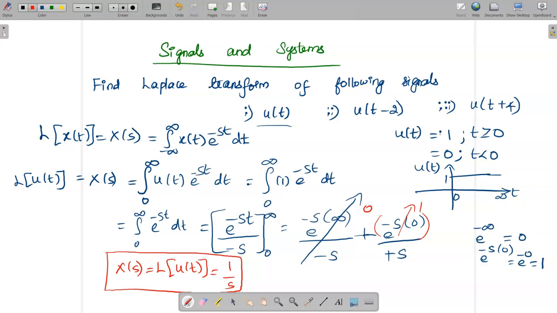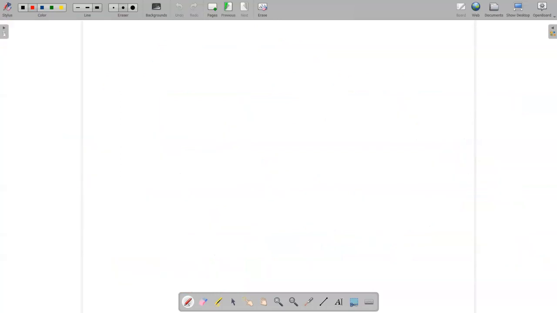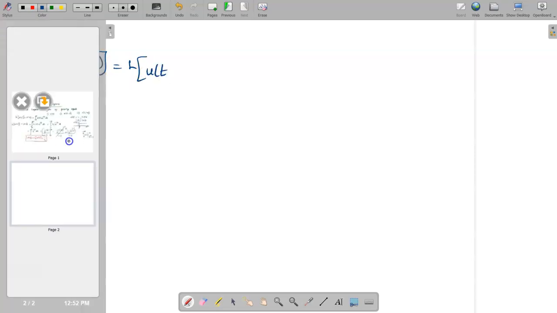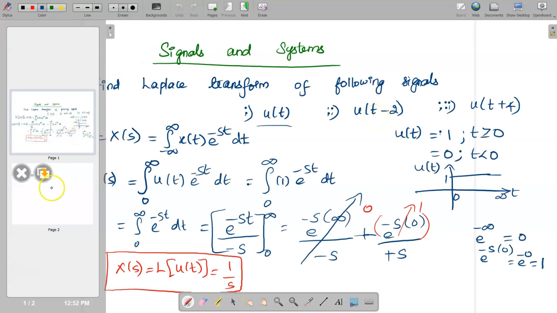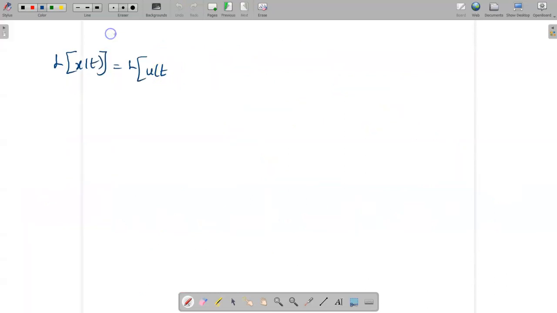So now let us apply Laplace transform for the shifted step signal. So the same concept we can use. Now for the second problem, we have Laplace of x of t, that is nothing but here Laplace of u of t minus 2. So u of t minus 2. For this we need to find out the Laplace transformation.